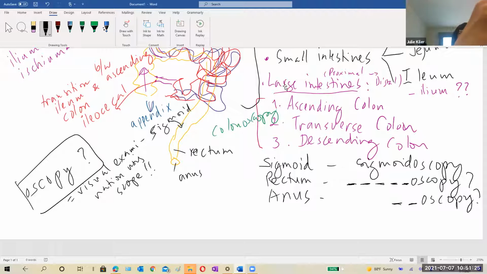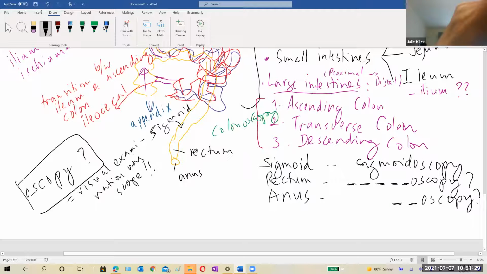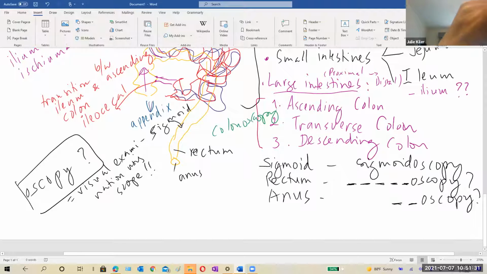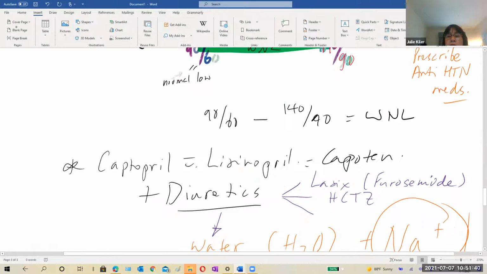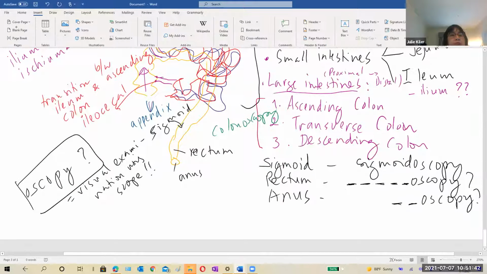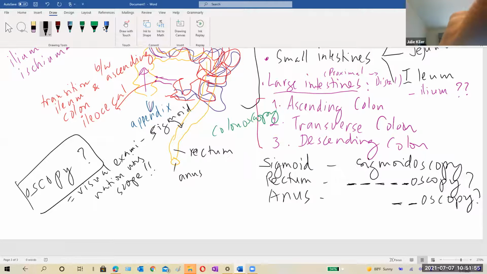How do I add a page? I think insert. Okay, I think I can do that. Anybody? Wait, where do I draw? Okay.